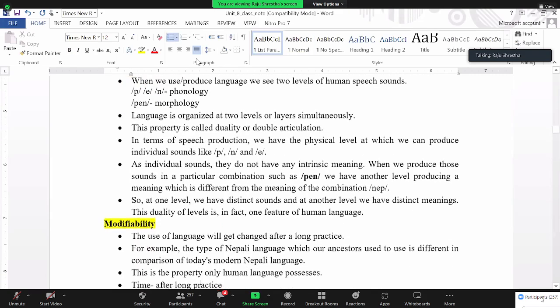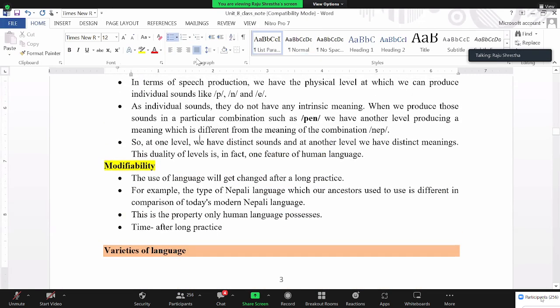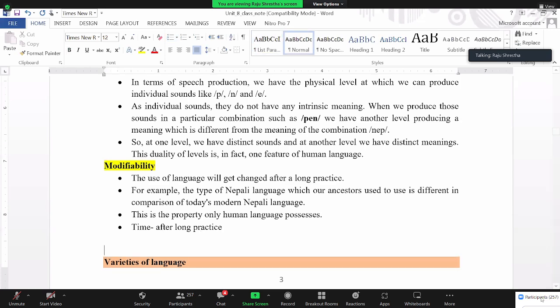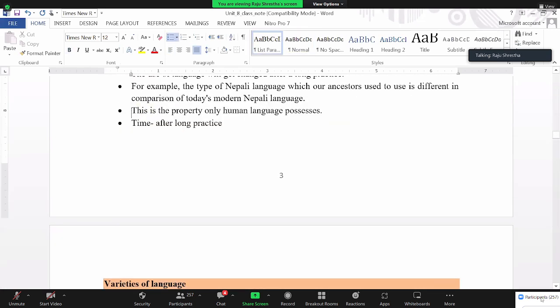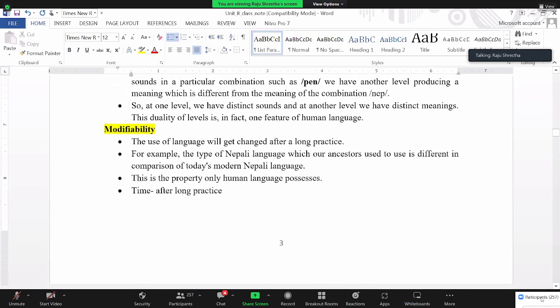So you understand, modifiability means language change happens after long time practice. Change we see in the language. For example, the Nepali language which we used in the Prithviraj Shah period is different from the Nepali language which we are using nowadays. This is what we can call changeability, modifiability.